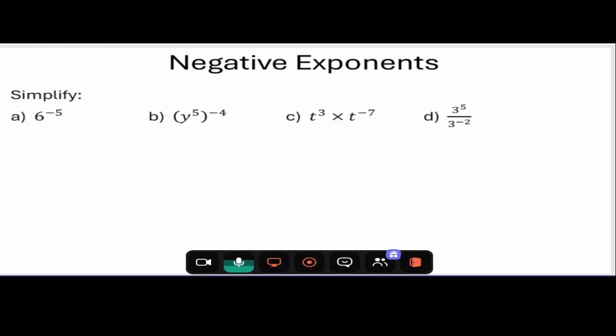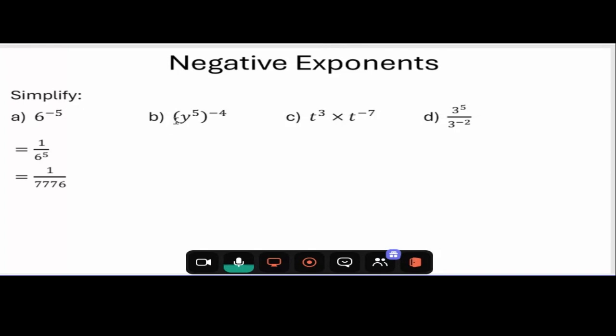So 6 to the power of negative 5. Our new rule says that is 1 over 6 to the power of positive 5. And let's see, well, that's something we can evaluate. They didn't tell us not to evaluate, so on your calculator, 6 to the power of 5, you should get 7,776, apparently.